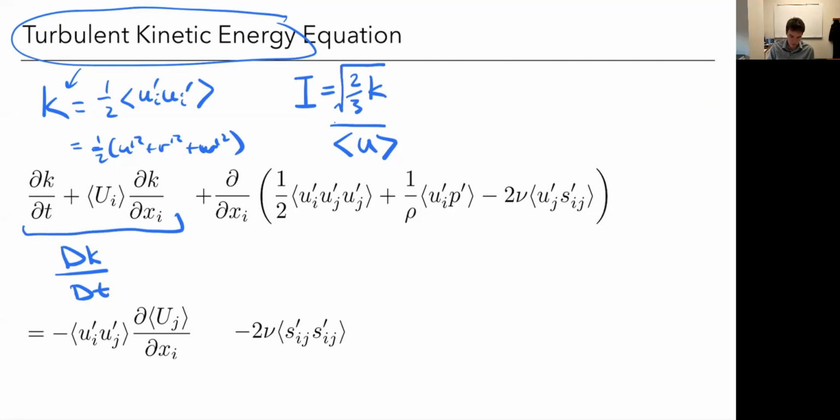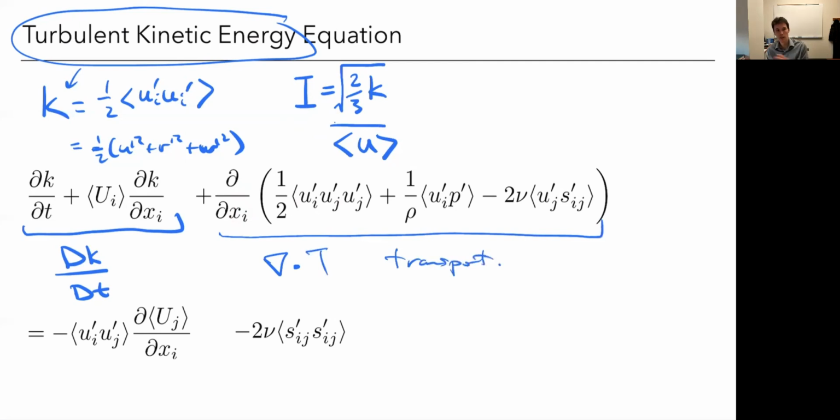Okay, so this term here, we see this gradient out front. This is a divergence. So if I call that whole thing on the inside T, we call this the transport term because it's just a divergence. So it's just moving energy around, right? It's a divergence, so it's moving it around. This term here, we often would call production because it's usually positive.